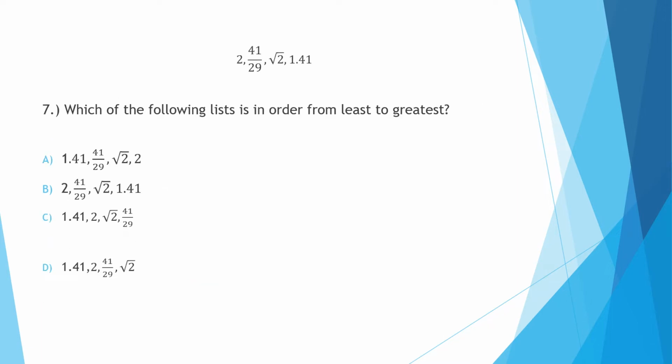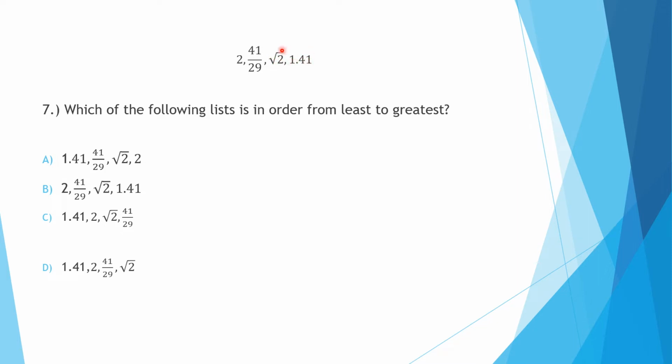When organizing this set of numbers, we still want to identify our smallest or most negative number and our largest number. Looking at 41 divided by 29, we can tell pretty quickly that that is less than 2, as well as the square root of 2. That must be less than 2. And 1.41 is definitely less than 2.